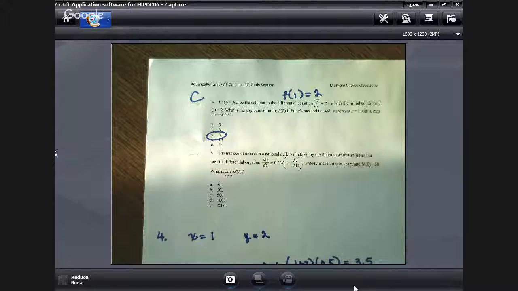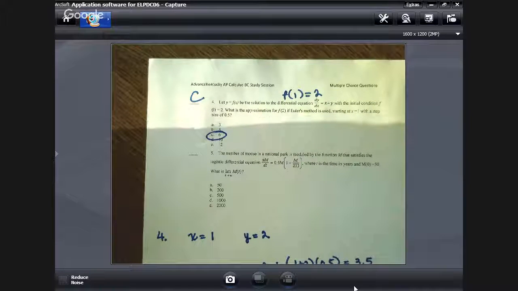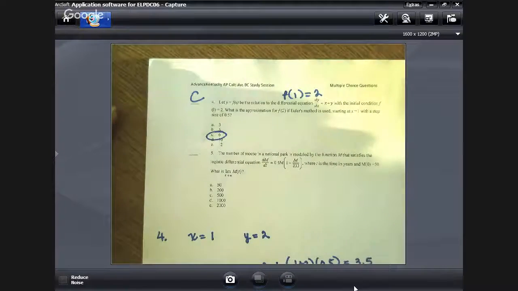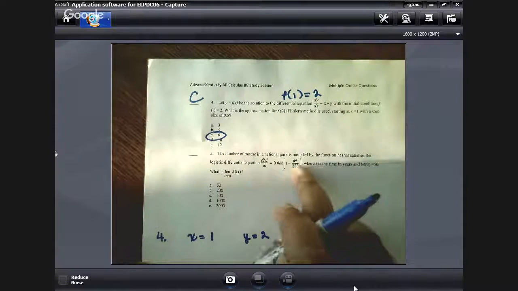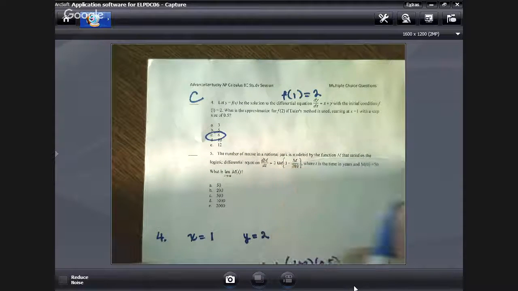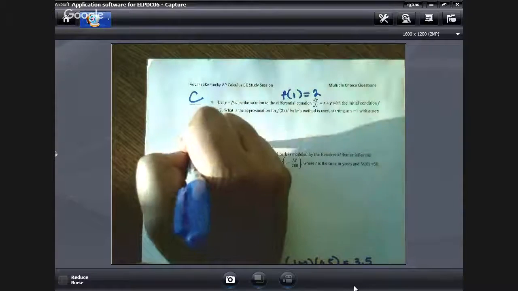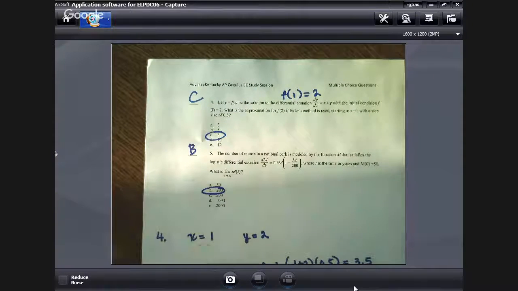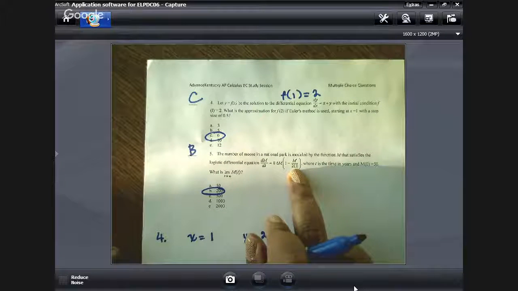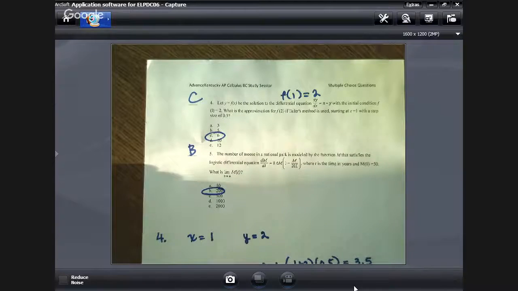And the last differential equation I have to deal with is actually logistic. The number of moose in a national park is modeled by the function m that satisfies the logistic differential equation, where time t is in years and m of 0 is equal to 50. What's the limit as t goes to infinity of m of t? It's the carrying capacity. And looking at what makes this factor 0, that must be 200. If I want, I could factor out 1 over 200. That would change what's in here to 200 minus m. So that's another way of confirming that that answer is correct.